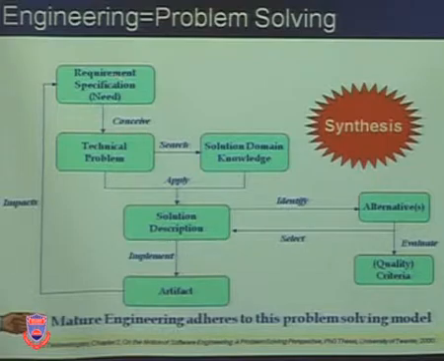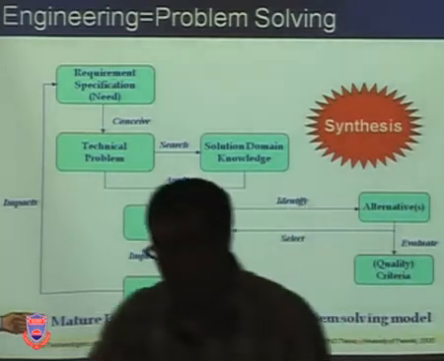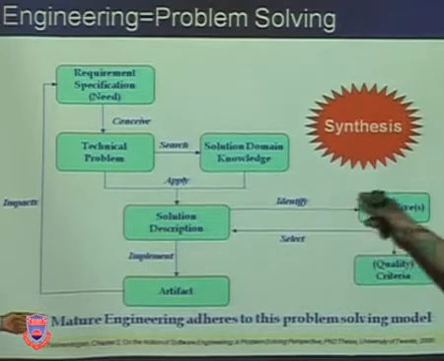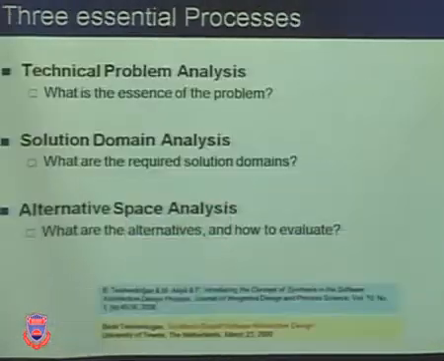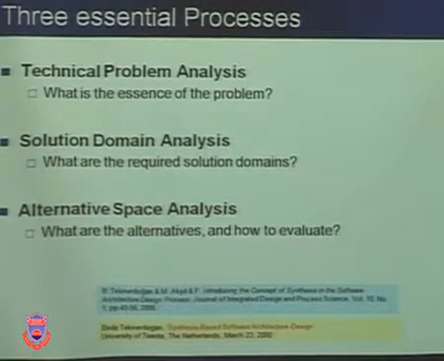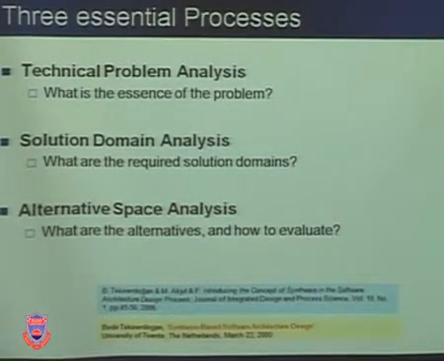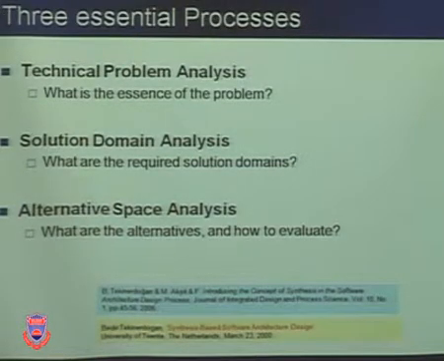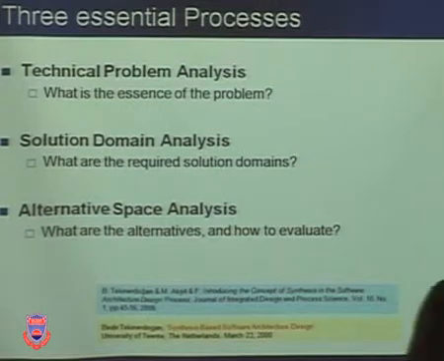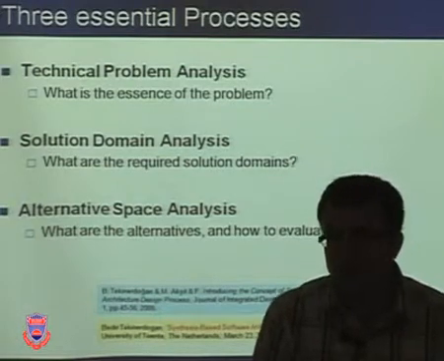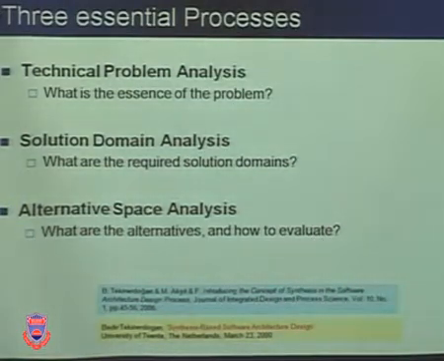Engineering is usually done by a synthesis process. First, you have requirements, but always the problems are stated. What's the problem? It is specified. What is the solution domain? And there's an alternative analysis process. So these are the three essential processes. The technical problem analysis: what is the essence of the problem. So we get the requirements, the stakeholders wanted something done, but what is the real essence, the real concern? We should provide that.